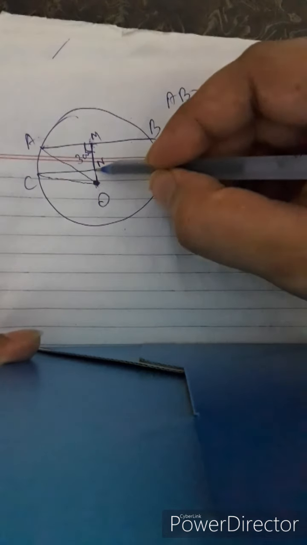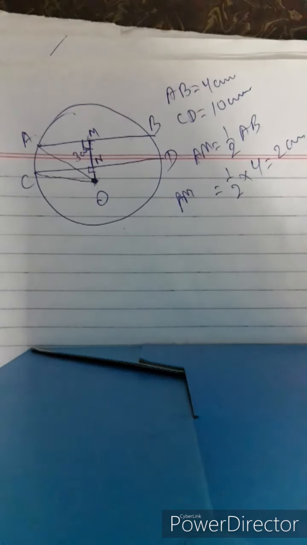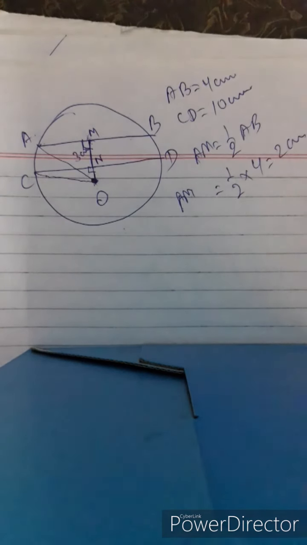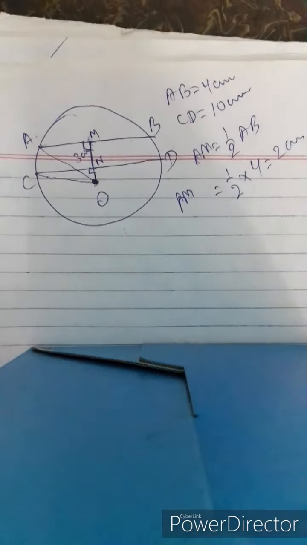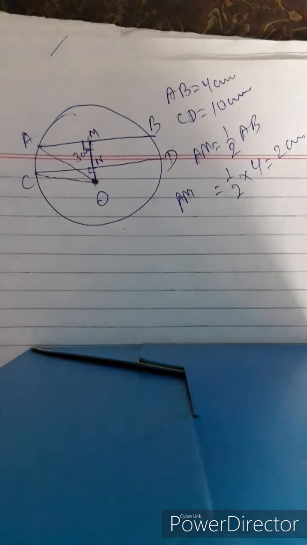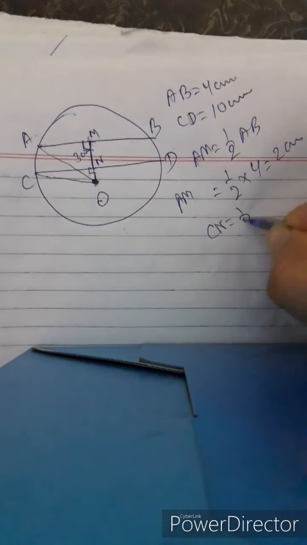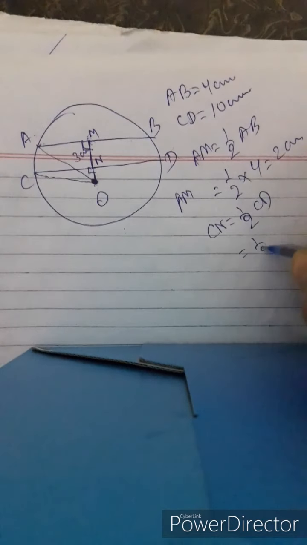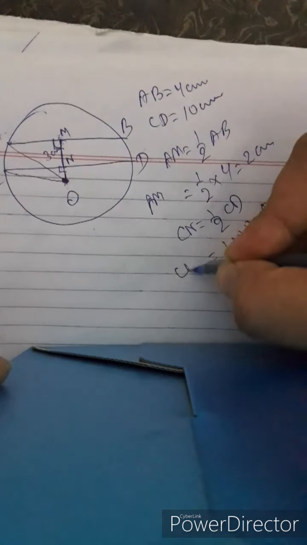Similarly, ON is the line from the center to the chord CD of the circle. Hence, according to the theorem, ON becomes the perpendicular bisector of CD. As a result, CN is equal to half of CD, that is half of 10 equals 5 centimeter CN.